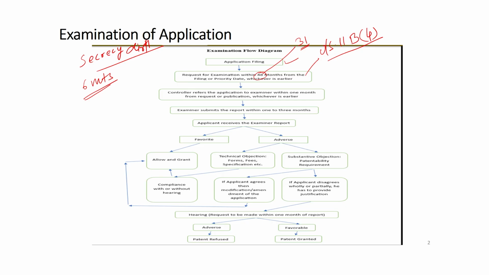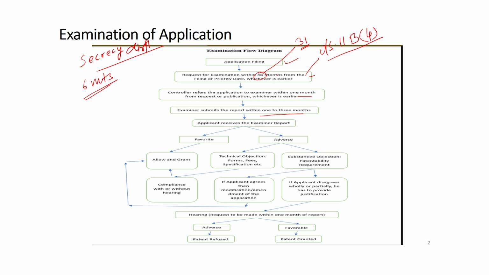As I already mentioned that under section 11B4, if a request for examination is not made, the application is considered as withdrawn. Now, once the request is made, the controller refers the application to an examiner, and he has to do it within 1 month from the request. So, you make a request for examination here, within 1 month the controller has to refer your request to an examiner. Examiner will submit his report within 1 to 3 months.